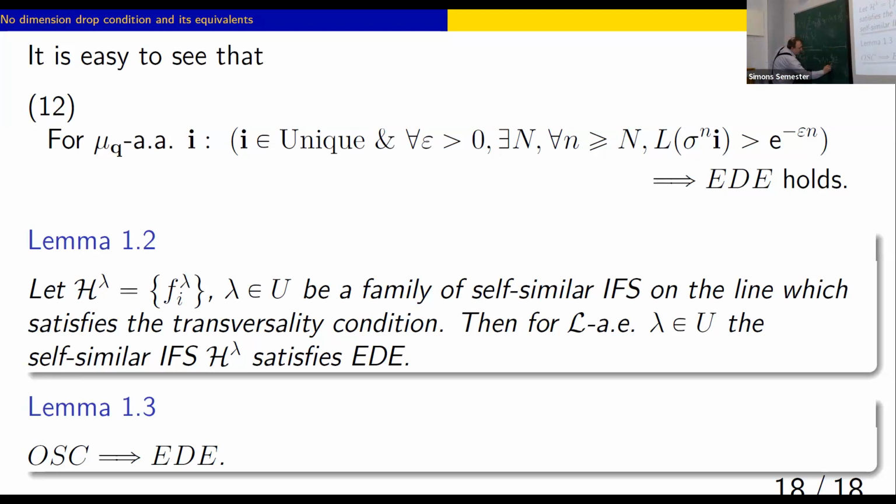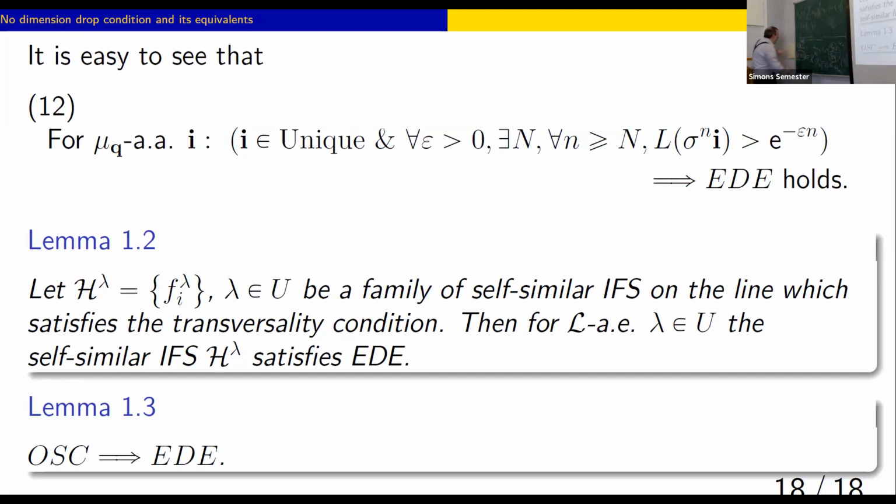But also we proved that the Hausdorff measure, this is S lambda, that the Hausdorff measure of lambda is equal to zero for Lebesgue almost every lambda from this parameter interval. Now, if this is zero, it implies no open set condition.